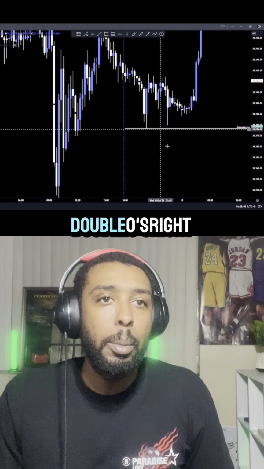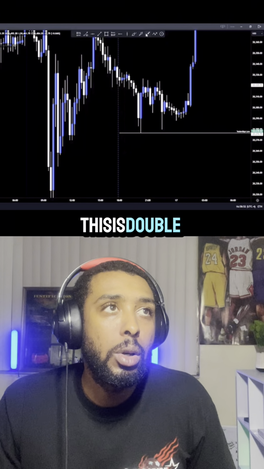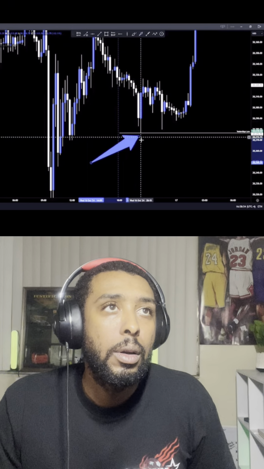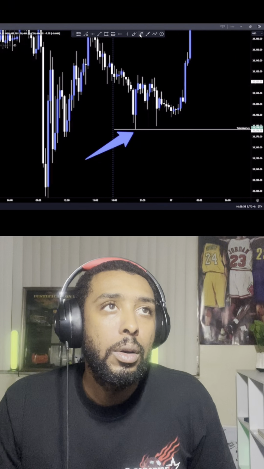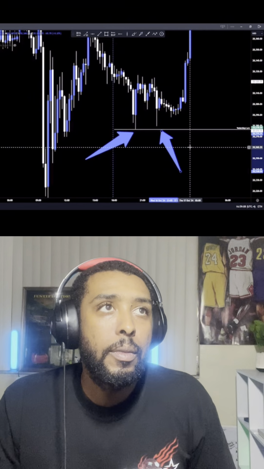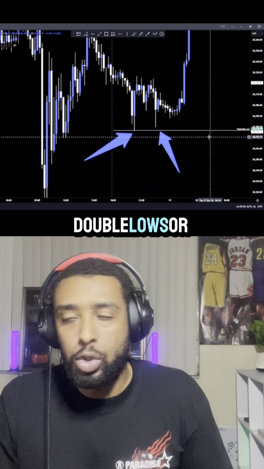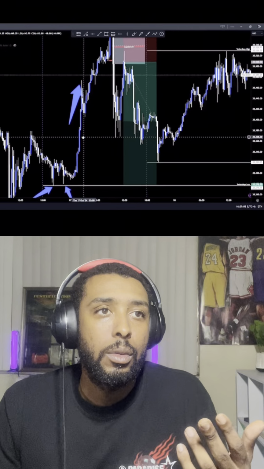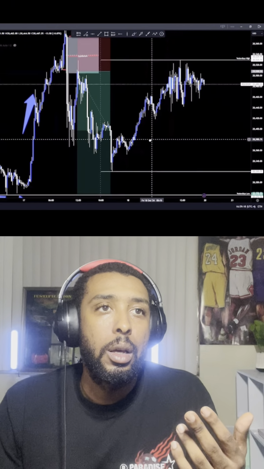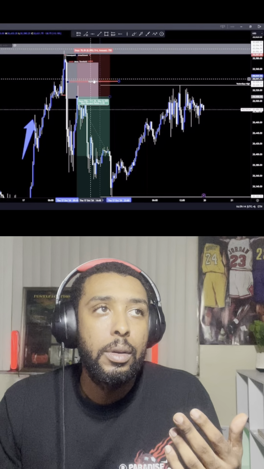Or you could take it further. And so you see these double lows right here. Low, another low, and another low, which are called double lows or relative lows, right? That's still unmitigated.